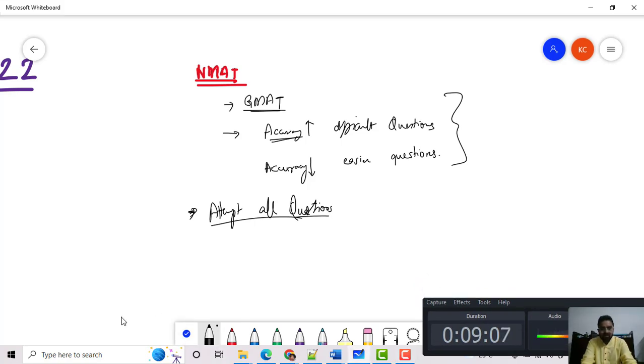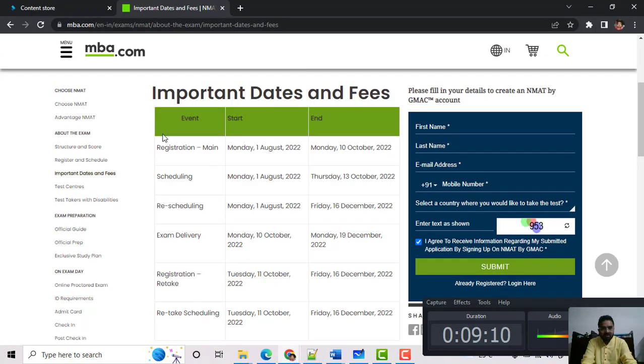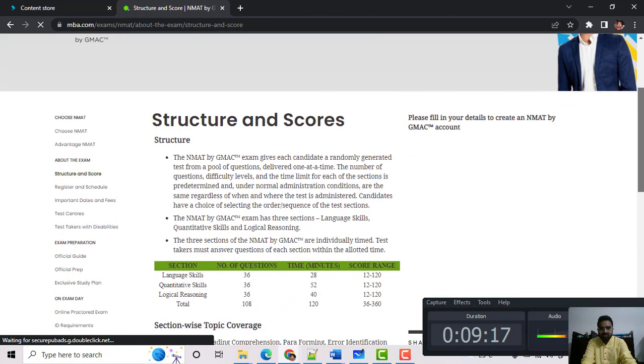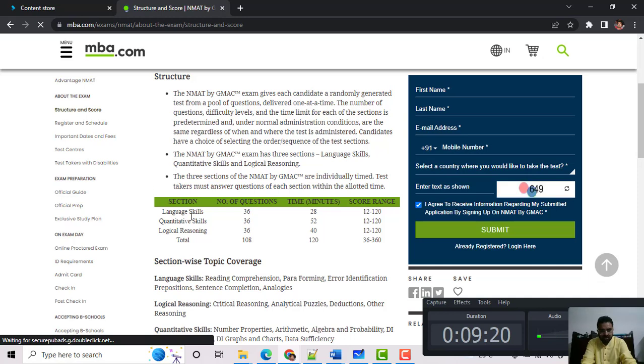Now coming to the next part, the structure and score of the exam. What I mean by structure and score is that we have three sections: language skills, quantitative skills, and logical reasoning. You have a fixed amount of time, and you have to solve all the questions. You get a scaled score, ranging from 12 to 120 in each section, so 36 to 360 is the final score.